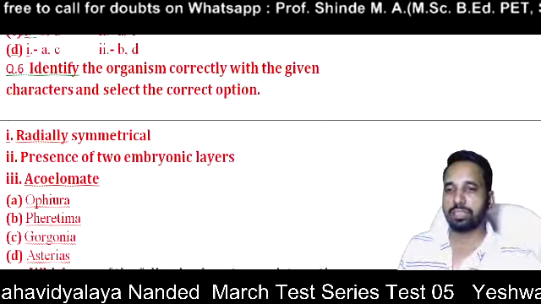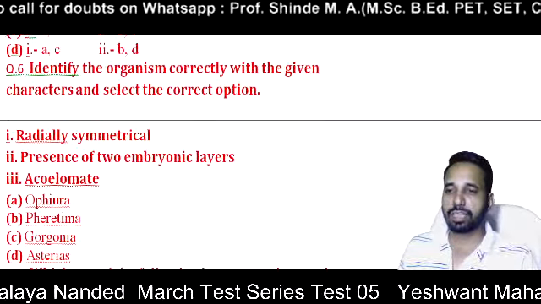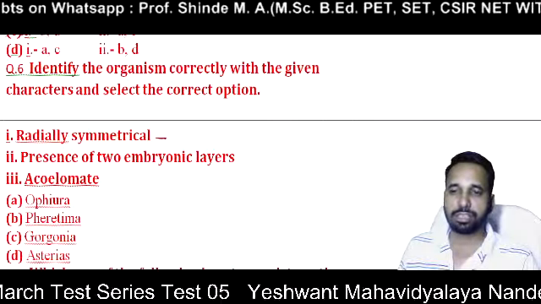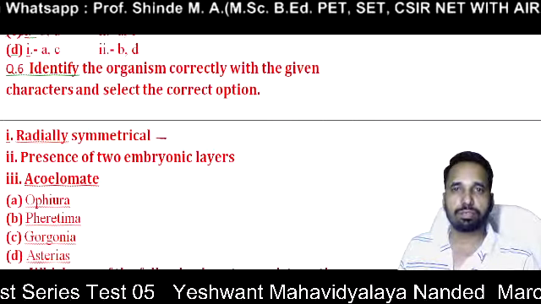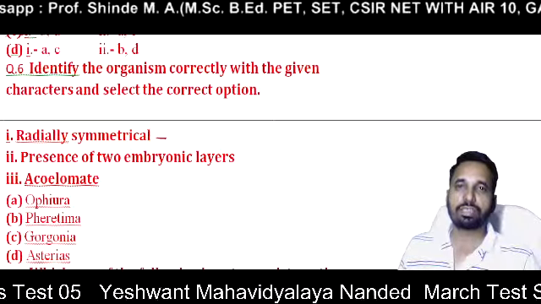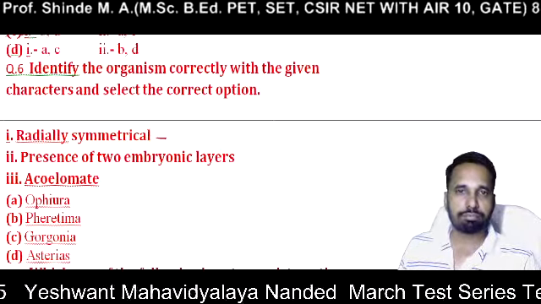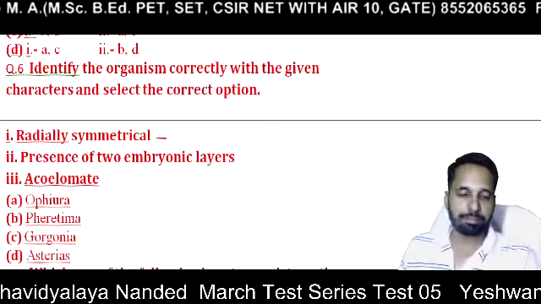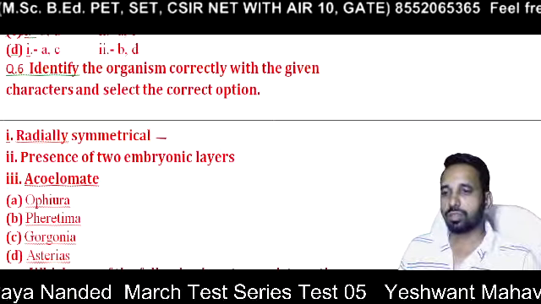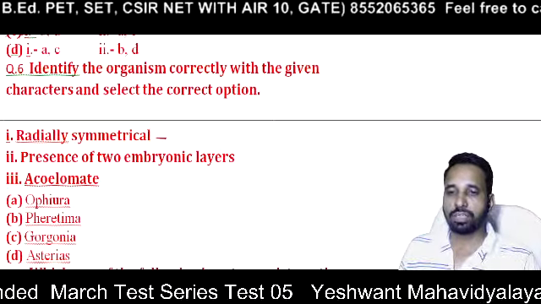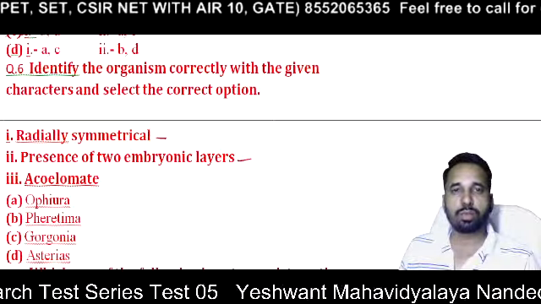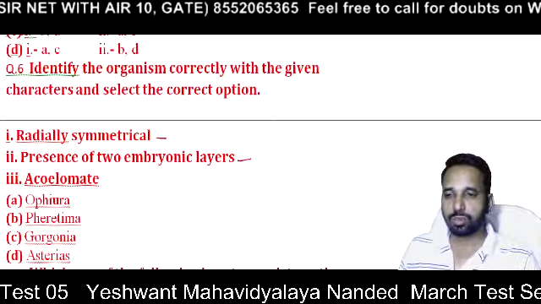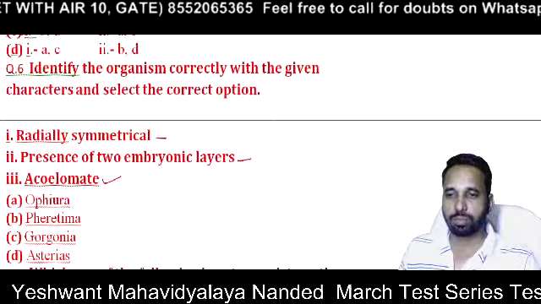Then identify the organism correctly with the given character and select the correct option. So first is radially symmetrical. What are the options we have got now for radial symmetry? It could be either Echinodermata, Cnidaria, or comb plates, comb jellies. Okay, two embryonic layers. So it must now be two embryonic layers, diploblastic. It means Echinodermata options are over. Echinodermata is not possible. Acoelomate.